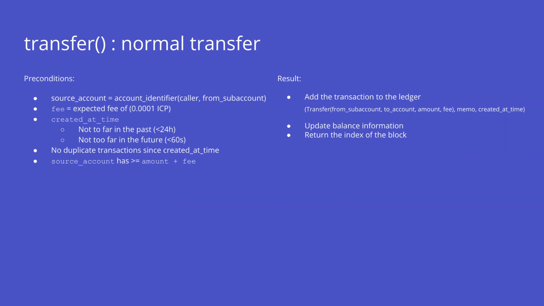The result is pretty obvious. This transaction of type transfer with the memo and created at time is added in a block to the ledger, and the balance information is updated.